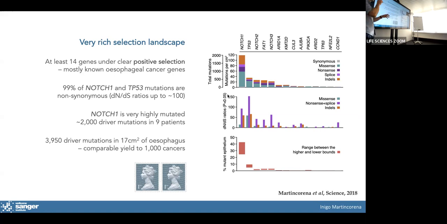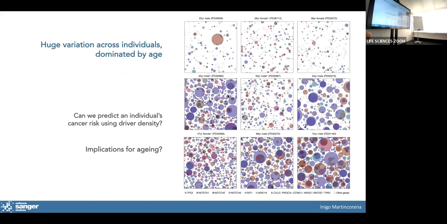Of course, these mutations occur as single mutations in different clones. So there's not a single cell that has 5 or 6, otherwise you would have a cancer, but they occur in different clones. This gives you a sense of the variation across the 9 individuals that we sequenced. This goes from a 22-year-old male to a 75-year-old male, sorted by age.